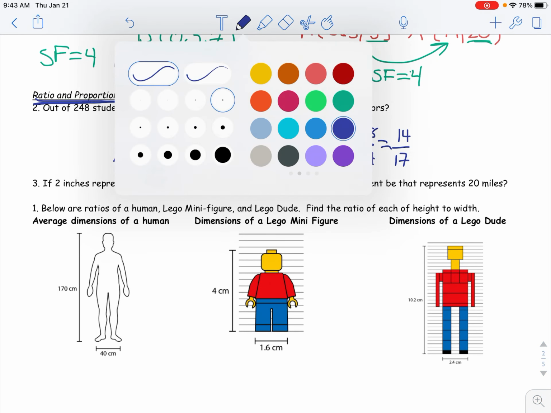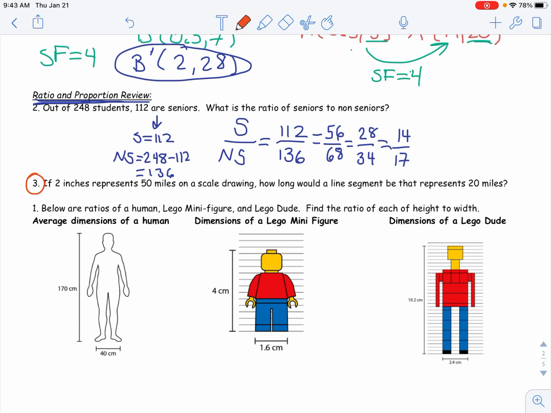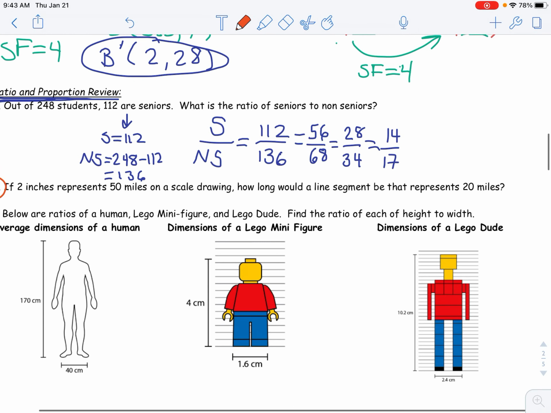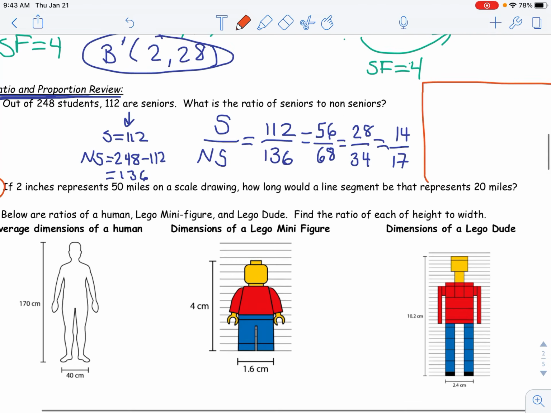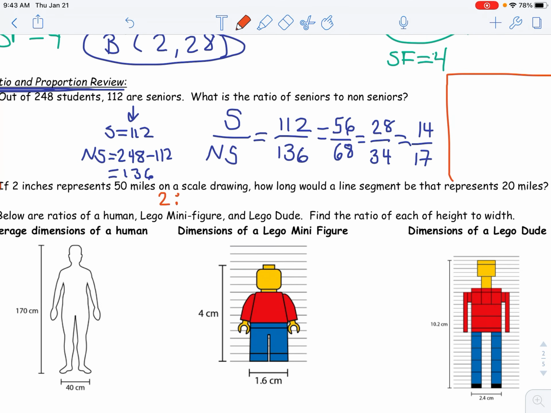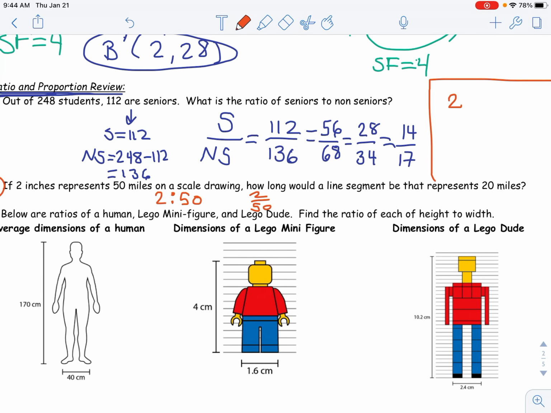Now, number 3, a bit of a formatting issue there, but we're just going to roll with it. Not very much room to write, so we're going to write over here. If 2 inches represents 50 miles on a scale drawing, how long would a line segment be that represents 20 miles? Remember, you can write ratios like 2 to 50, sometimes like a clock. I call that the clock method. However, the fraction method is better. So 2 inches represents 50 miles on this map.